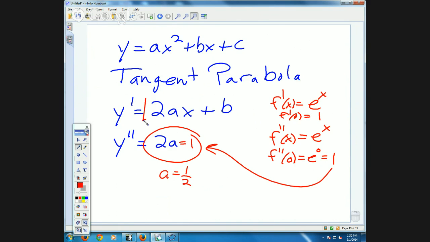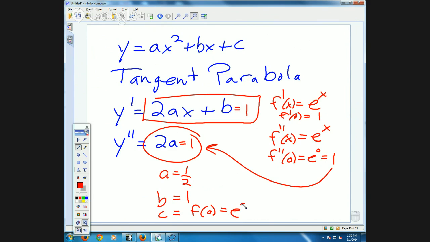So that means we want this to equal 1 also. What's x here? 0. So that gives me 2a times 0, so the only thing that matters is b, and what's b here? So we just figured out that a is 1/2, b is 1, c. C is the y-intercept. That has to be the y-intercept of e to the x. What's e to the 0? 1. We now know if we have a parabola with the coefficients 1/2, 1, and 1, it should have the same tangent line and the same concavity as e to the x at the point 0, 1.